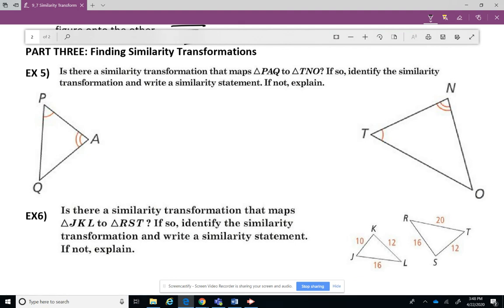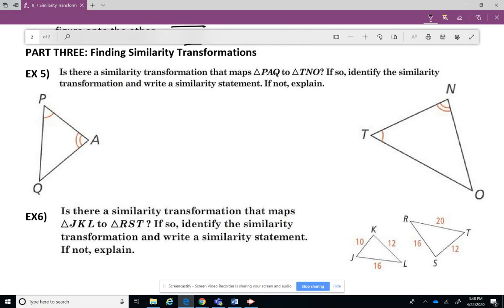All right, part 3 is our last section, I think, or we might have one more. Yeah, we have 2 more sections. Part 3, finding similarity transformations. You were given these 2 pictures. Is there a similarity transformation that maps triangle PAQ to triangle TNO? If so, identify the similarity transformation and write a similarity statement. And if not, explain.